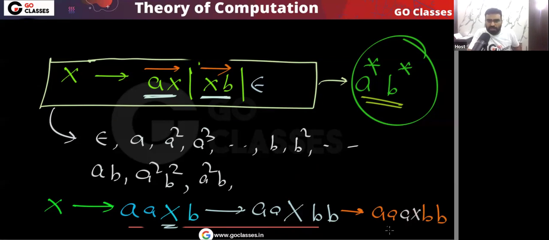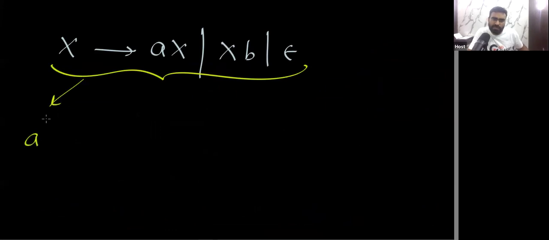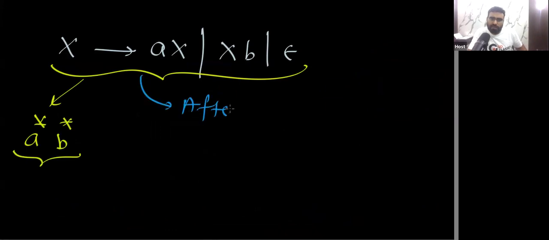So I hope you are getting the idea that we cannot have a after b. Yes or no? After b, a cannot come. I hope you understood this. So remember, in this, x goes to ax or xb or epsilon. Here you can see which strings I can generate. This is a standard grammar for a star b star, because here you can see after b, a cannot come.